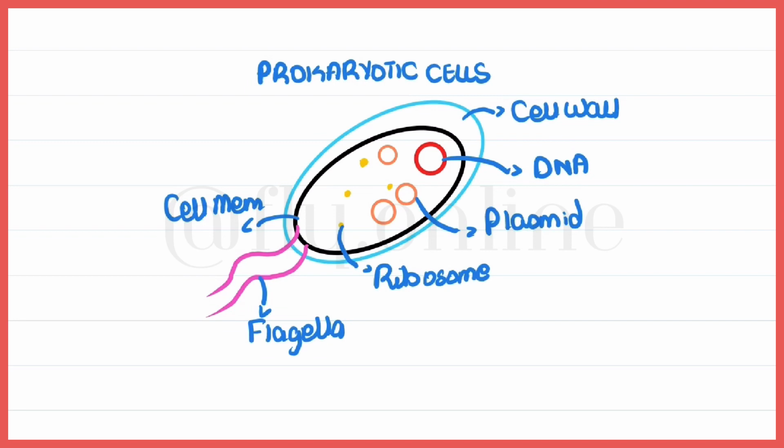The DNA is used for storing all the genetic information, and plasmid is used to store any additional genetic information that may be required during the cell replication.